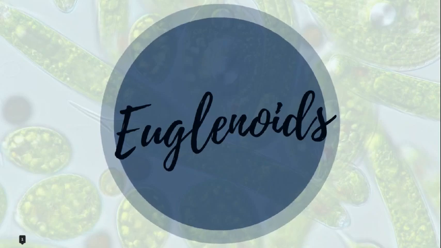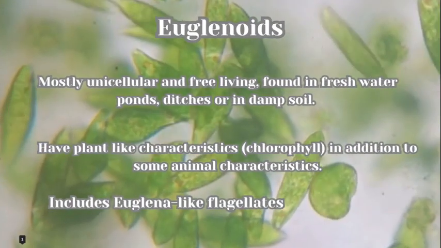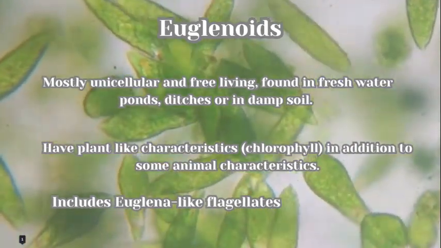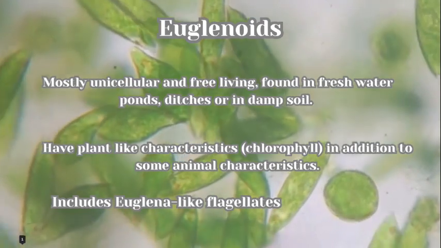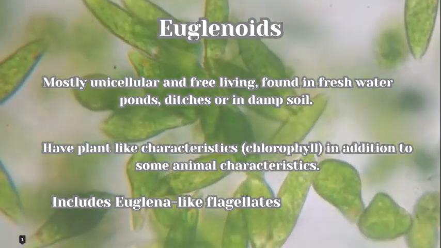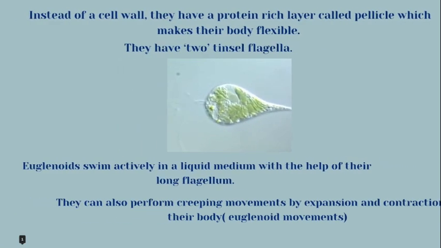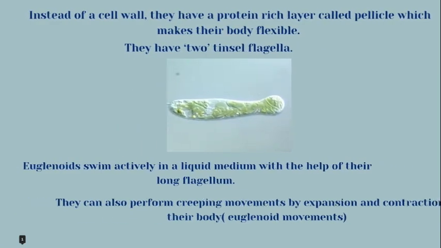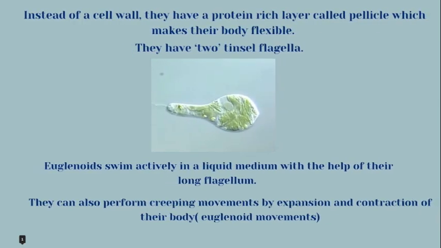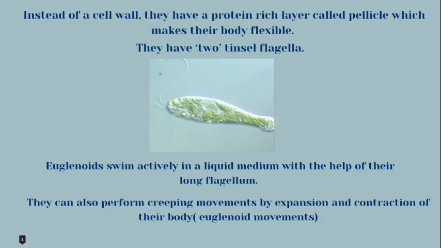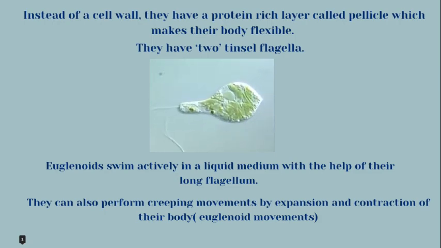Coming to euglenoids, they are unicellular, free-living protists living in fresh water. They have plant-like characteristics, that is the presence of chlorophyll, in addition to some animal characteristics. Instead of a cell wall, they have a protein-rich layer called pellicle, which makes their body flexible. They have two tinsel flagella, as you see in the video. Euglenoids swim actively in a liquid medium with the help of their long flagella.